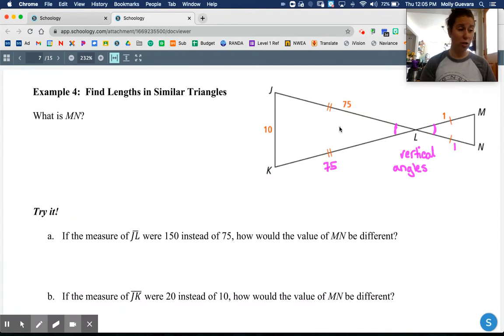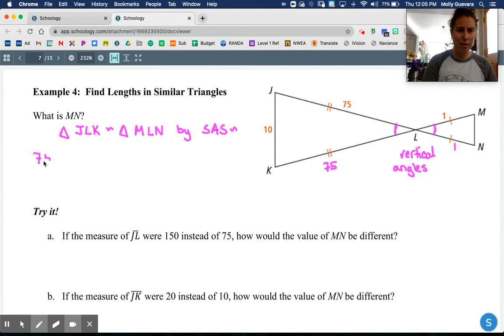So they're proportional. So I can say that triangle JLK is similar to triangle MLN by side angle side similarity. So since that's the case, I know that 75 over 1, that's my ratio, is equal to 75 over 1, but I don't have to write it twice. And it's equal to 10 over, let's call it x, right?